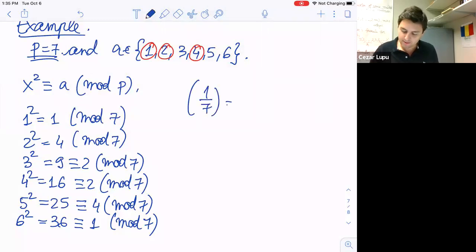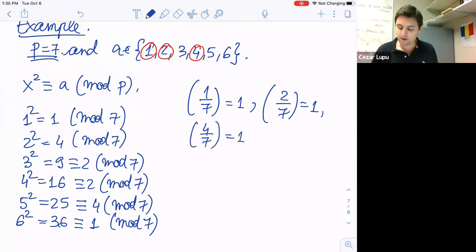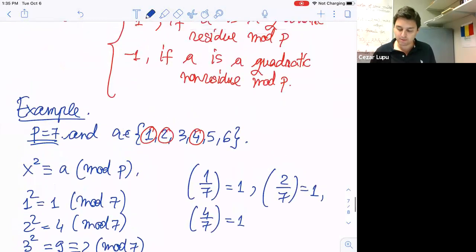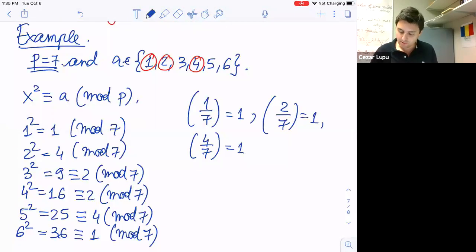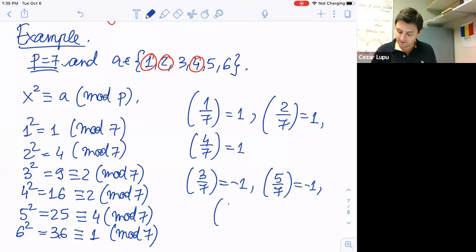the Legendre symbol 1 by 7 is 1. The Legendre symbol 2 by 7 is 1. And the Legendre symbol 4 by 7 is 1. The others, based on the definition, will be -1. So 3 by 7 will be -1. What else is there? 5 by 7 is -1. And 6 by 7 is -1.